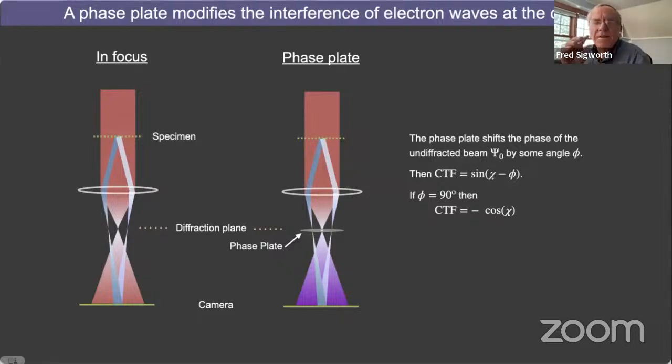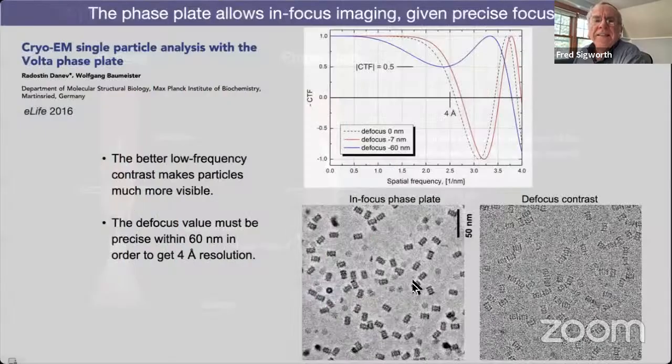Okay, and you'll remember cosine of 0 is 1. That is, this is going to be a CTF that, instead of starting out essentially at 0, like the sine function, is starting out at 1, like a cosine function. And this gives really awesome looking images. You can really see your molecules a whole lot better than you can in defocus contrast.